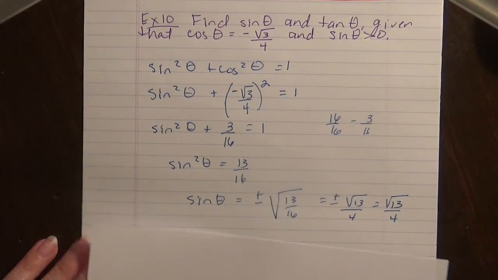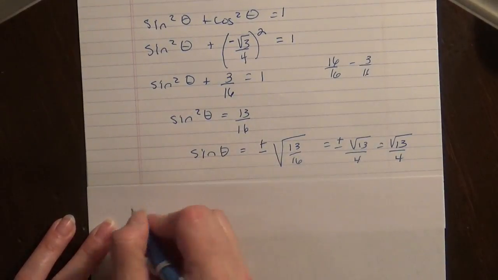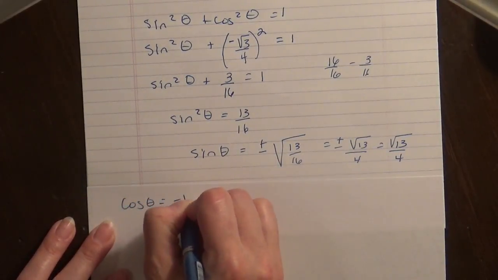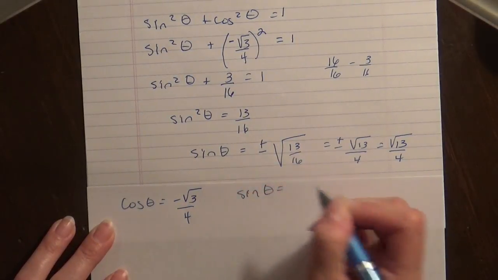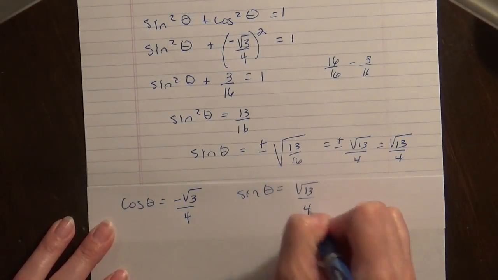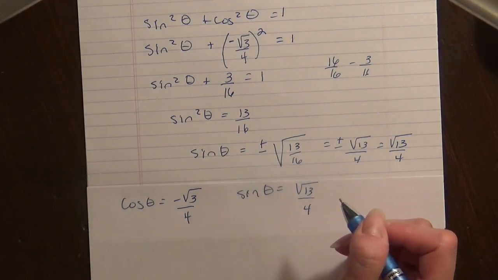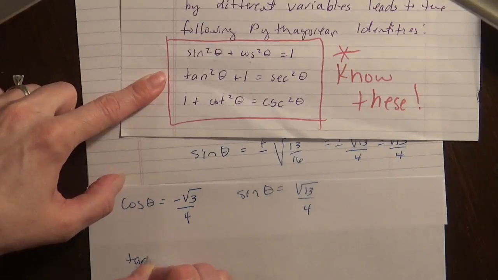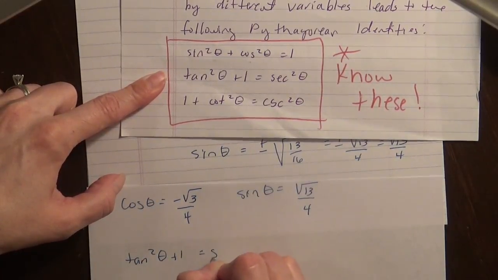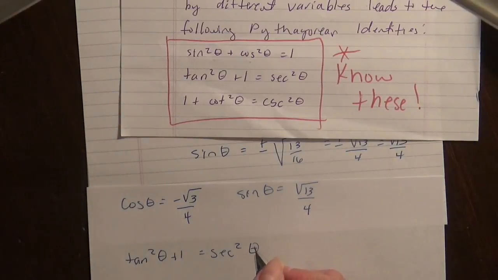Alright, so what do I have so far? I know that cosine theta is negative square root 3 over 4. And I know that sine theta is square root 13 over 4. I need to find the tangent of theta. And I'm going to use this identity. So I have tan square theta plus 1 equals secant square theta. Alright, so tan square theta plus 1 equals, secant square is going to be 1 over cosine square.